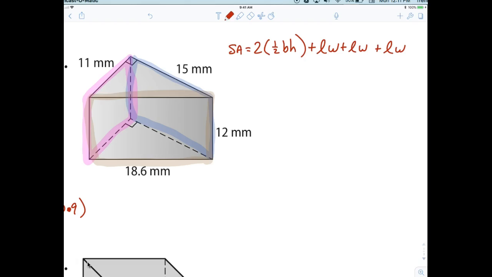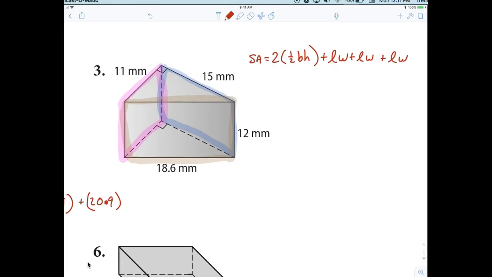All righty. Hunter, why don't you fill in the numbers for me, please? So surface area is equal to what? 2 times 1/2. Times what? What's the base and height of the triangle? Times 11 times 15. Thank you. 11 times 15 plus. Now tell me. 18.6 times what? 12. Good. Plus what? 15 times 12. Good. Plus 11 times 10. You're awesome. Good job. That's exactly correct.